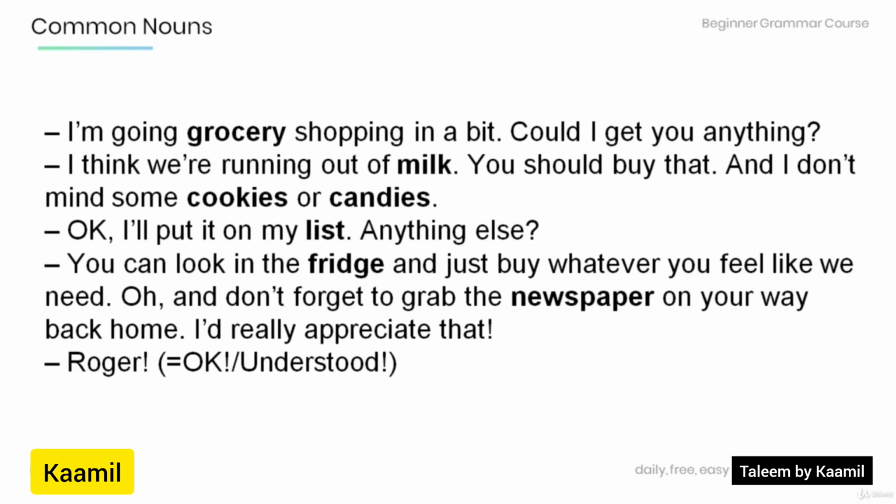I'm going grocery shopping in a bit. Could I get you anything? I think we're running out of milk. You should buy that. And I don't mind some cookies or candies. Okay, I'll put it on my list. Anything else? You can't look in the fridge and just buy whatever you feel like we need. Oh, and don't forget to grab the newspaper on your way back home. I'd really appreciate that. Okay.